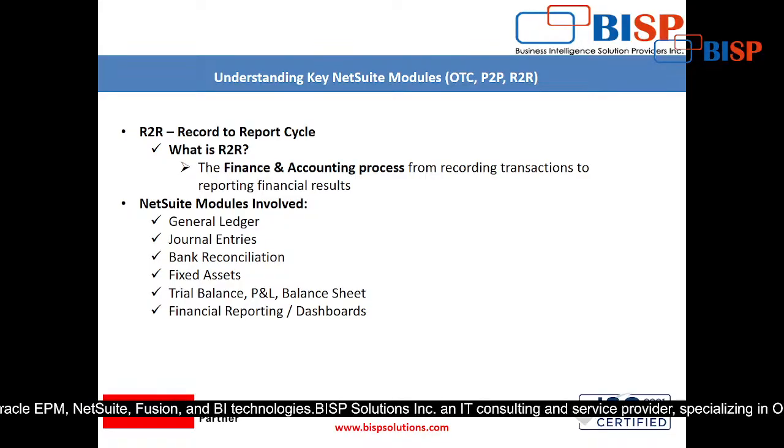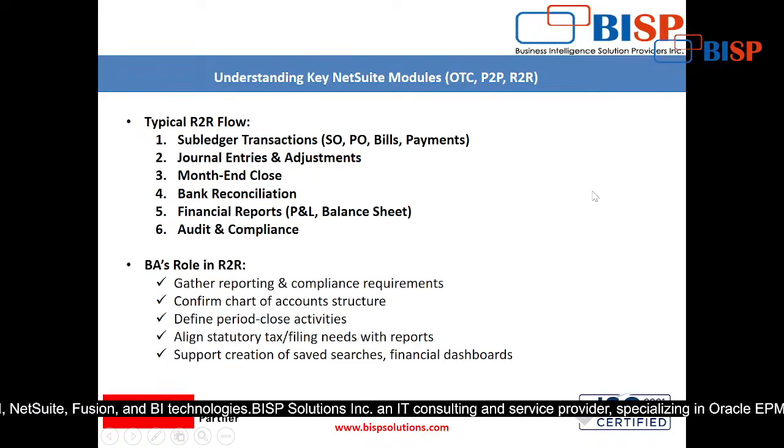After that, what will be the BA role in this? Again the BA role is the same: gather information and collect all the related reports like the chart of accounts, then define period close activity, align statutory tax filing needs with reports, and support creation of saved searches. The business analyst does all these tasks. So today we have seen how the business analyst does the process.